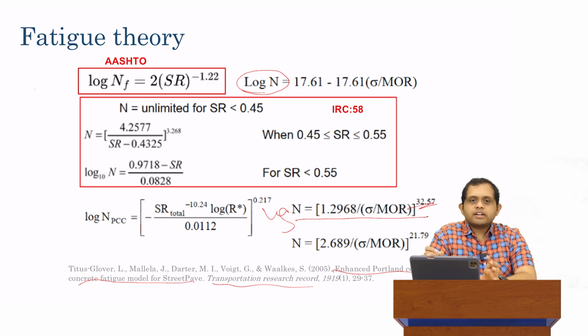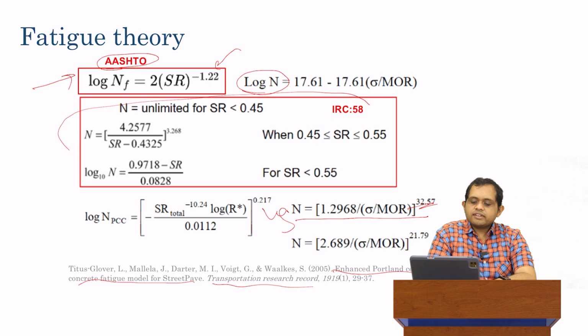There are two models that I particularly want to point out. The first one is here. Log NF is equal to 2 into stress ratio to the power of minus 1.22. So this is some sort of an inverse relationship between log NF and SR. The reason I want to point this out is because AASHTO, which we will talk about very soon in a couple of lectures, is the body which sets pavement design standards in the US. They use this fatigue model.